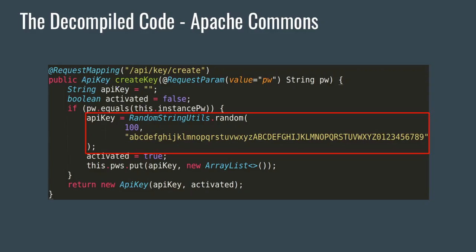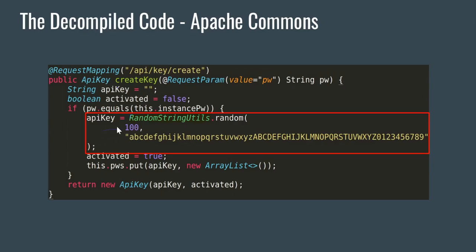So I want to give you an example of how such a misusage of a pseudo-random number generator can look. This was a bug that I found a while ago in a product. We generate API keys, and we do so by using RandomStringUtils from the Apache Commons library.